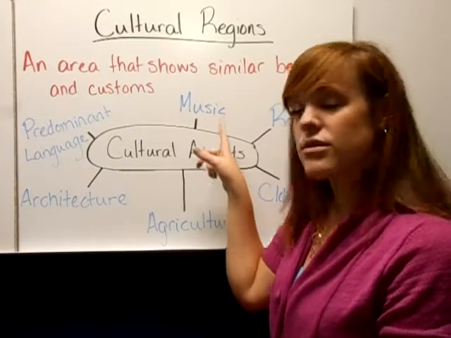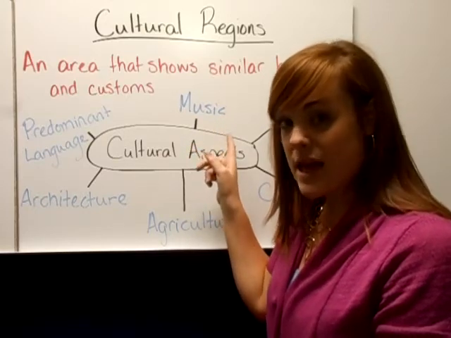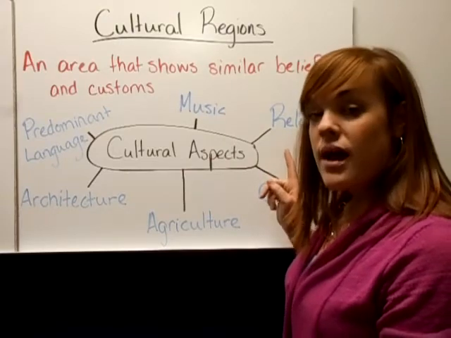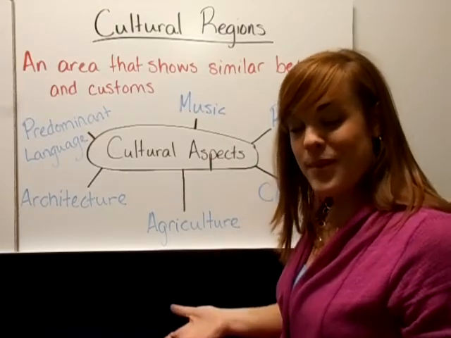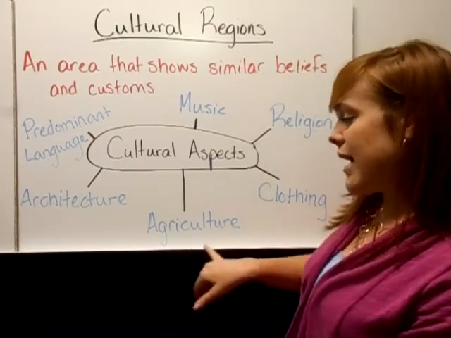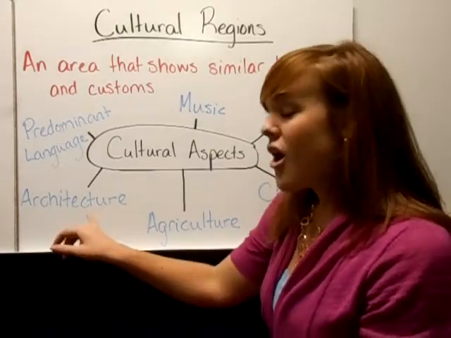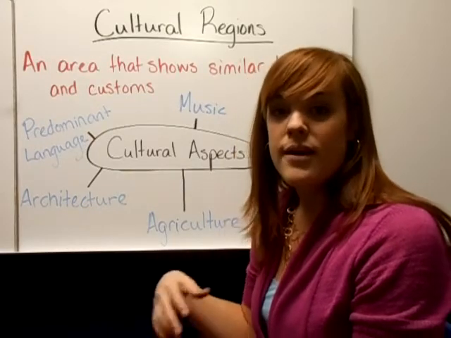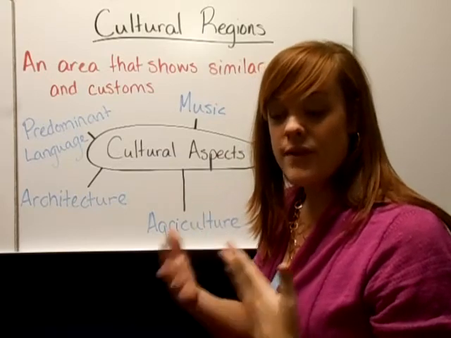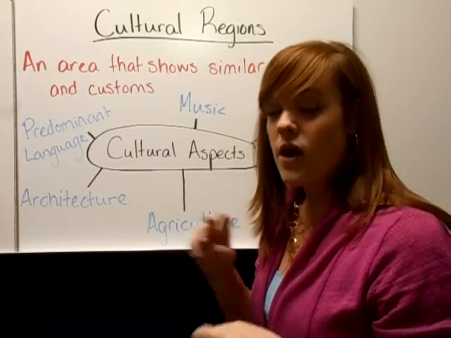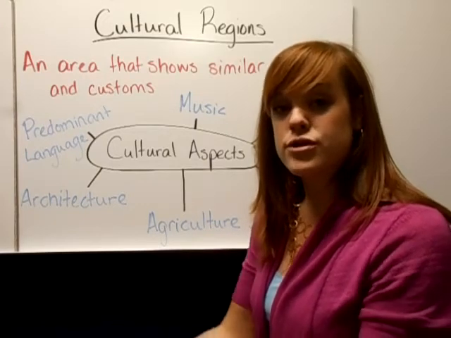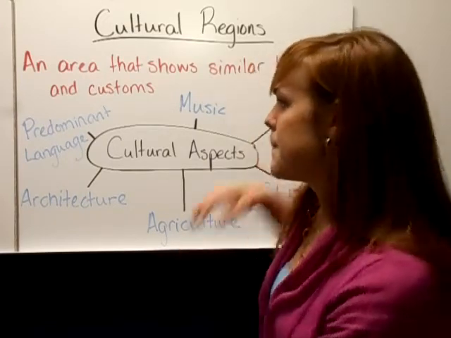Music, different cultures have different kinds of music that can create a region. Religion, also, if there's an area that has a group of people that believe the same thing, that's a region. Clothing, agriculture, what they grow there. Architecture, what their buildings look like. Anything from their homes to professional buildings and public buildings. So all those things are cultural aspects that can create a cultural region. Okay?